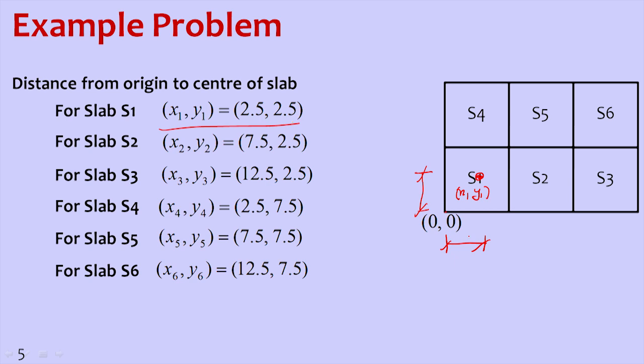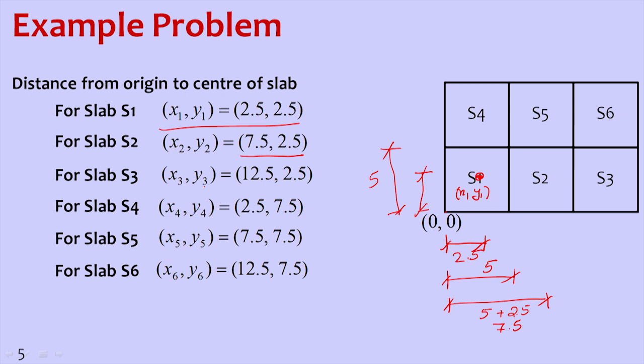So, from the origin I have 2.5 meters because my span is 5 meters. Because it is a square panel, both sides are 5 meters, so the center will be at 2.5. So, x1 is 2.5 and y1 is also 2.5. Similarly, starting from here to this point, I have this length as 5 plus 2.5, which will be around 7.5. So, this is 7.5, and 2.5 in the y direction.